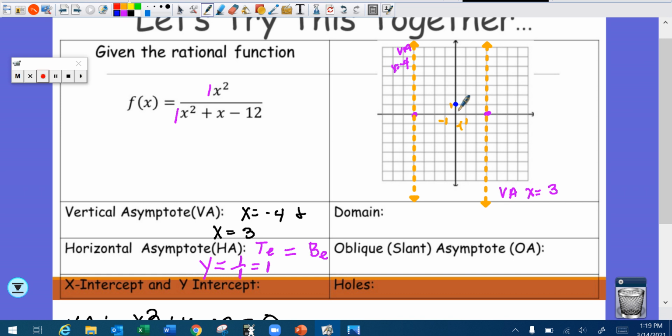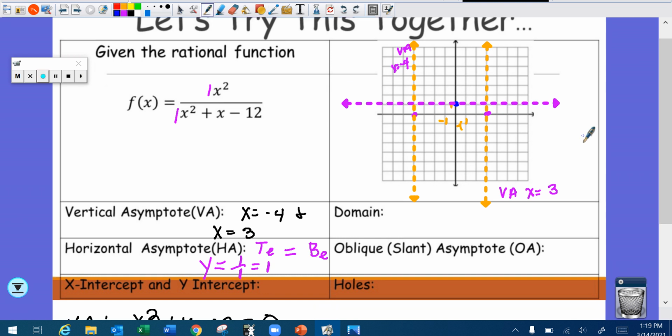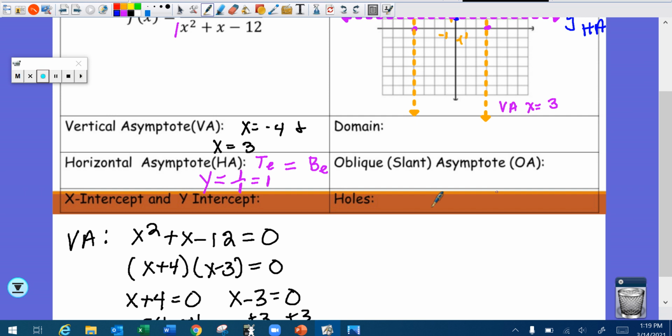So I'm going to go to 1 right here on the y-axis. And then I'm going to draw my horizontal line through there. And here we have y equals 1, and that's my horizontal asymptote. All right? So now, we're not going to worry about the x-intercept. I'm going to show you how to use decimals to get that. But the y-intercept, we can use some algebra for. So I'm going to show you how to do your y-intercept.